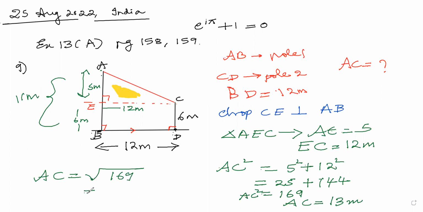See, otherwise also, if you know your triplets, 5, 12, 13 form a Pythagoras triplet. Yes, one of the basic triplets. So the distance between the tips of the poles is 13 meters. This is the logic that you'll be using. I hope this explanation has been clear to you thus far.